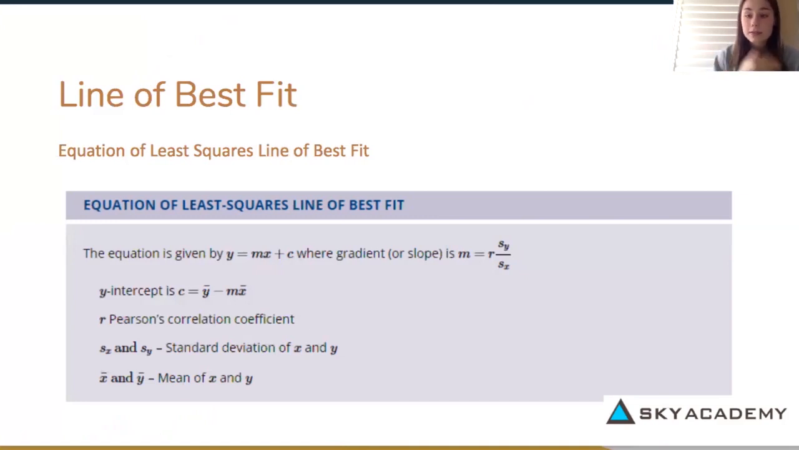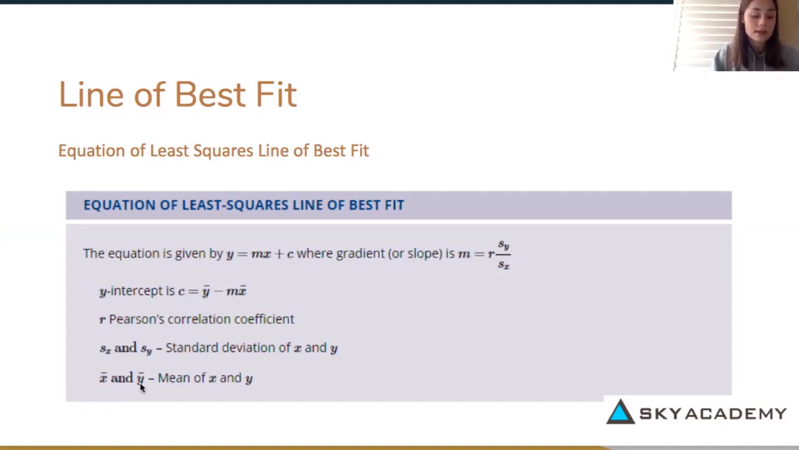In the previous video, which was number 4 of bivariate data analysis, we also looked at the least squares line of best fit. If you haven't looked at that one, I would recommend having a look at it, because we go into detail and show on the calculator how to find the SX, SY, and the mean of X and mean of Y values.